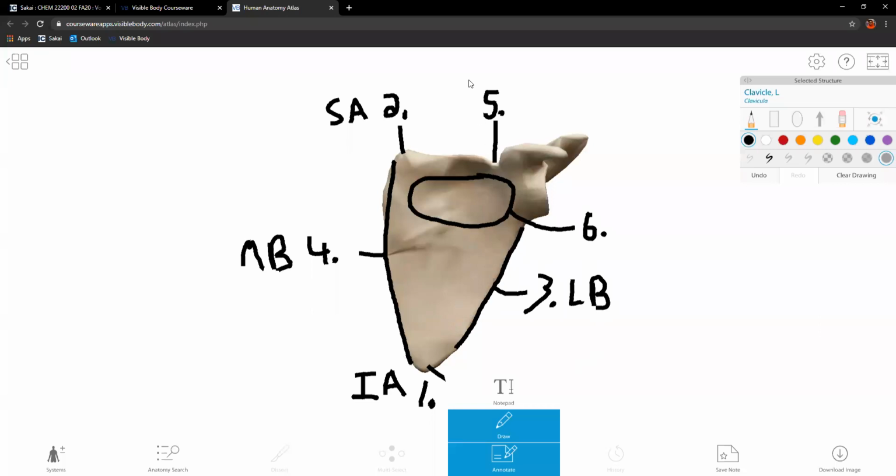Number five is going to be our suprascapular notch, and that's this little divot right here. And then number six is pointing to the subscapular fossa. All right, so we'll get a different view, and then we'll come back and do a couple more.